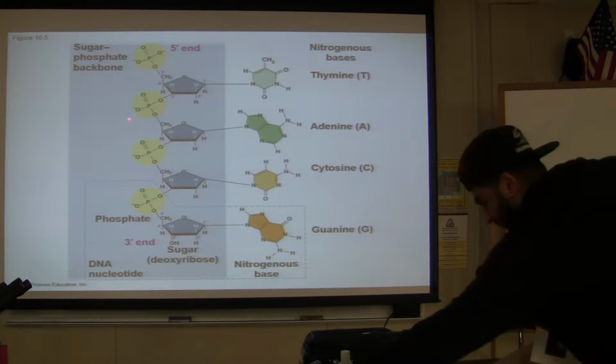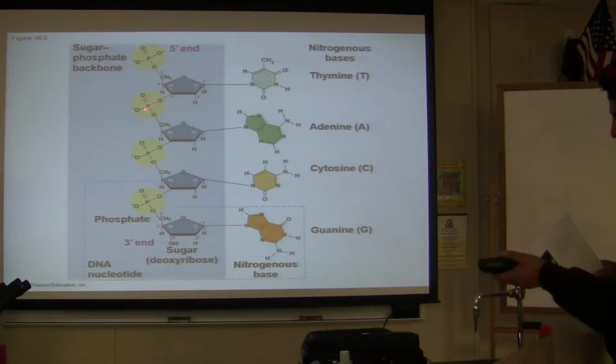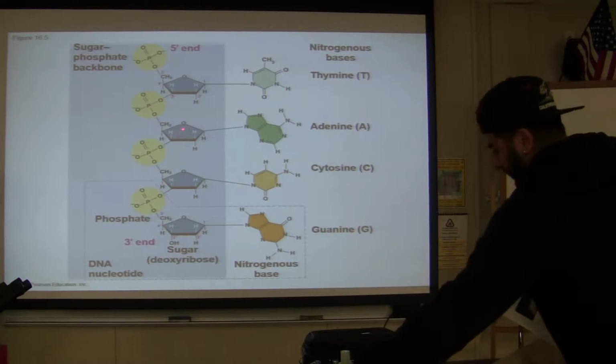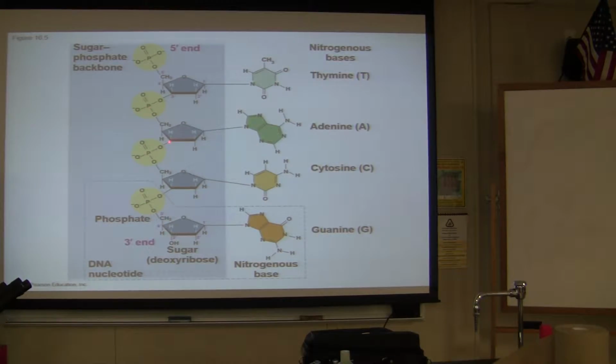Right? And then what is that one? Phosphate again. What is that one? The sugar molecule, ribose. Okay, what is that one? Phosphate. What is that one? Again, the sugar molecule ribose. What is that one? Phosphate. And what is that one? The sugar molecule. Now it is called deoxyribose.